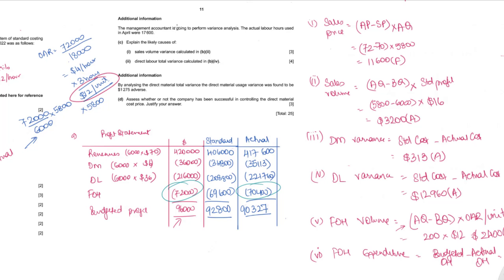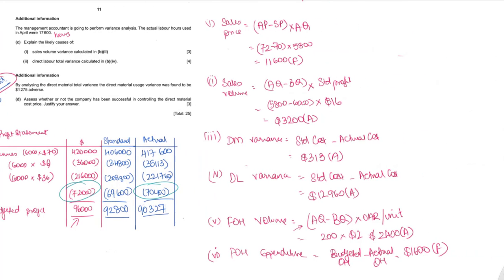Additional information: the management accountant is going to perform variance analysis. The actual labor hours used were 17,600. So these are hours. Explain the likely causes of sales volume variance calculated in B part 2. You see the sales volume variance here, $3,200. They are telling you to try to tell causes of these. Now since it's 3 marks, let's say we can state 1 or 2 causes and explain it, or we can also state 3 causes to be safe.